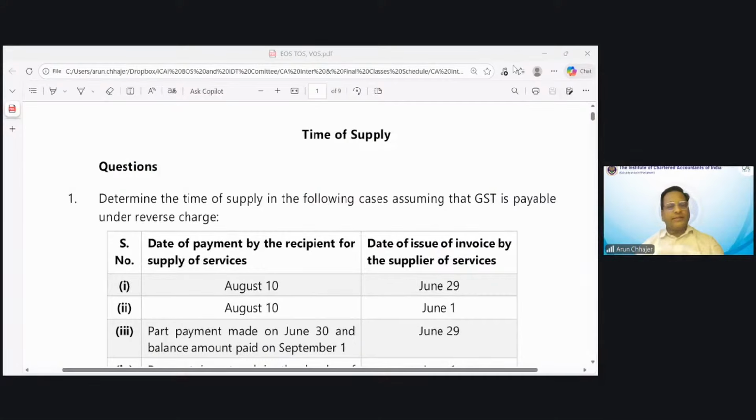Today's topic is time of supply and value of supply. We are going to cover two practical questions on the time of supply and the value of supply. I request everyone to participate, so that we can make the class very interactive.